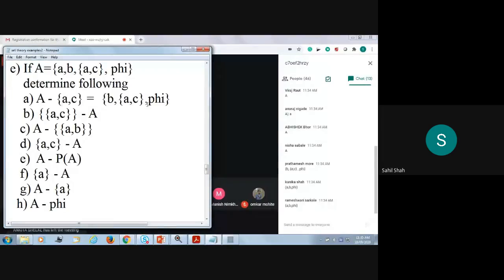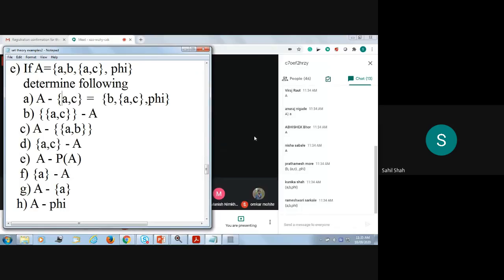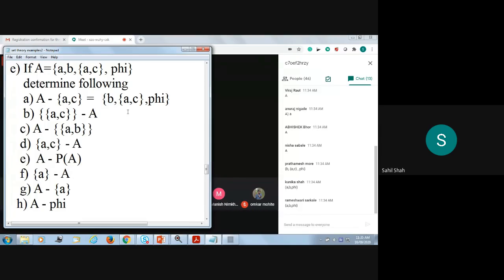Those who are saying A comma B comma phi, or those who are saying set A itself is the answer, is it clear how it comes to be B comma A comma C comma phi? Do you still have doubt? I am there to resolve it if the doubt persists. In the difference, we have to look for only those elements in the left hand side set of the difference operator which are exclusive, meaning they are not shared with any elements of the right hand side set. So I cannot have A because small a is shared. I am discarding it. So the remaining elements are B comma A comma C comma phi.